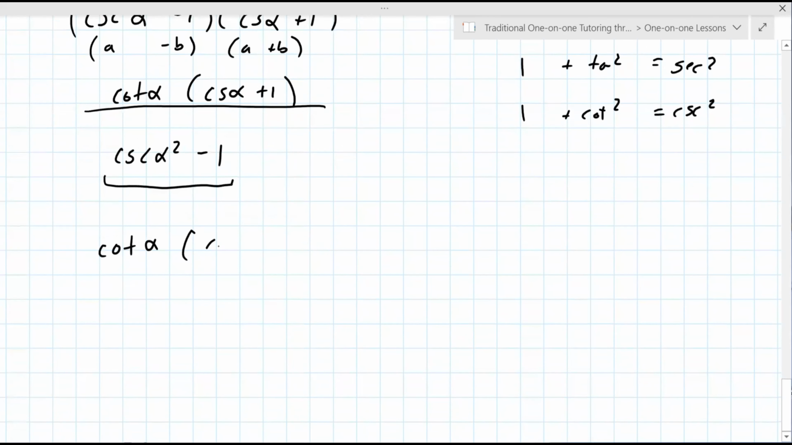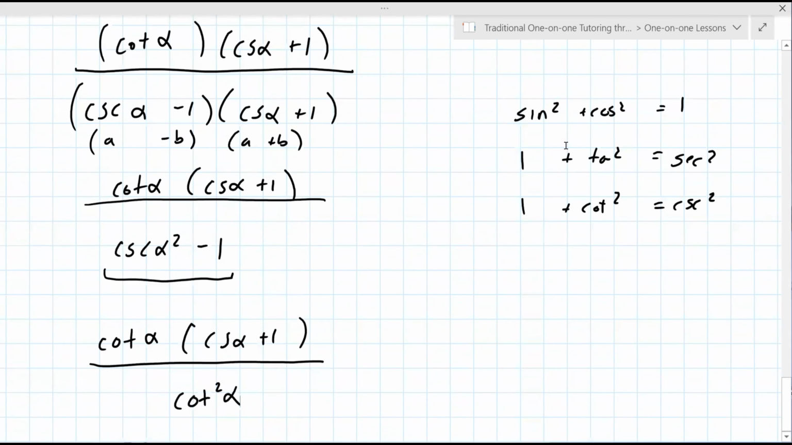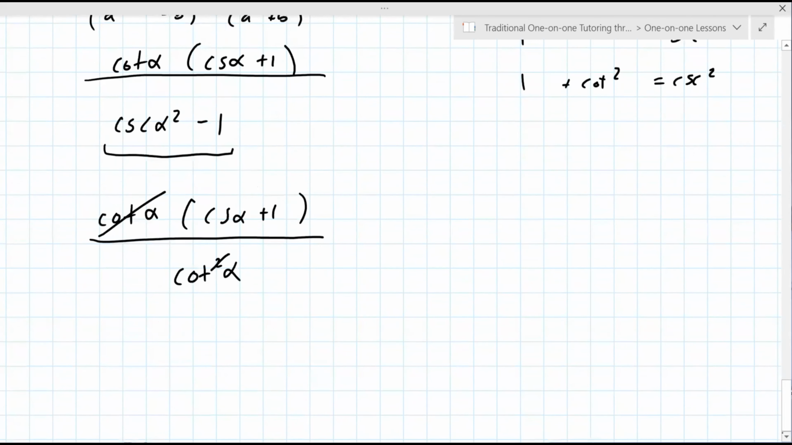So whenever you see a squared, you have to be looking out for these identities. That's just the way it goes in this game. So you have cotangent squared alpha, from these, and you can see that that one cancels with that one, leaving you 1 on the bottom, which is exactly what you wanted in the first place.